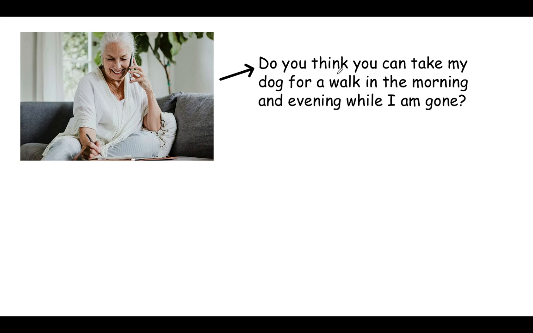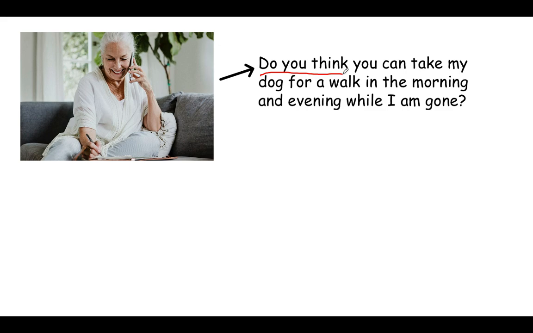Do you think you can take my dog for a walk in the morning and evening while I am gone? So she asks the question, do you think, which is simple present tense. She's asking, is it possible? That's why we use it. You wouldn't say, are you thinking you can take my dog for a walk? Because that means that she's thinking about it right now in the moment.